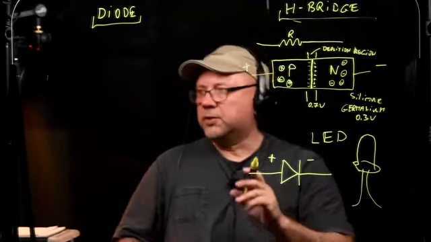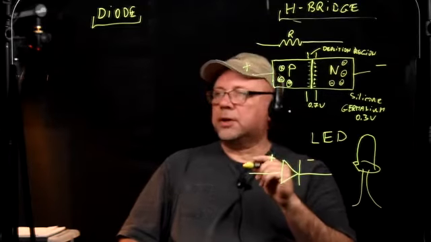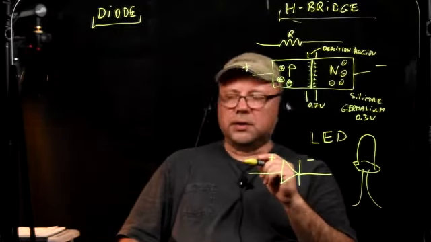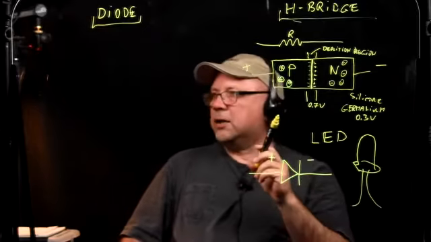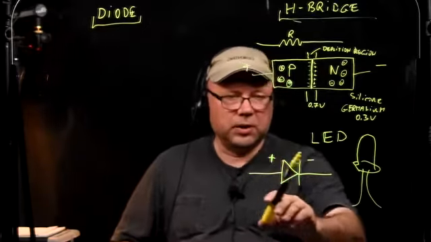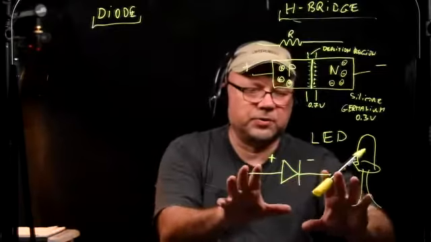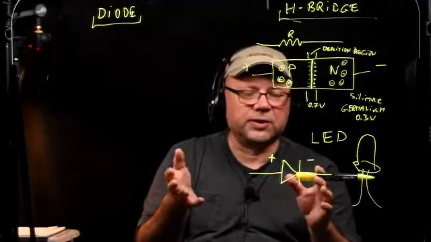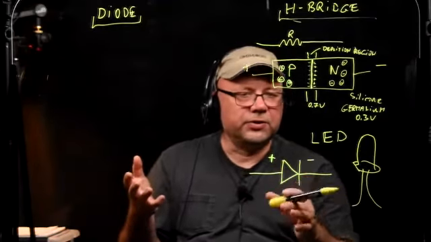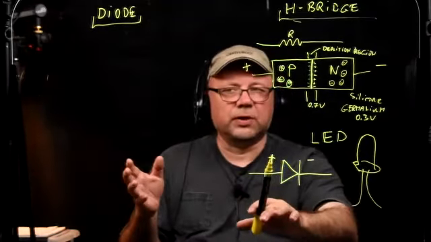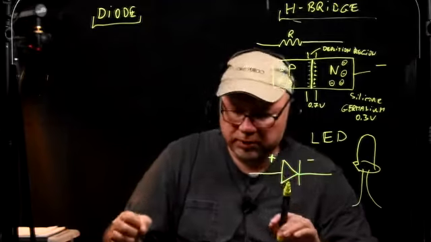But what we're trying to do is name the terminals. So which one would be anode and which one would be cathode? As far as a general purpose diode, would it be LED or just a rectifier diode or signal diode? Which is positive, which is negative? Which one is the cathode? Which one is the anode?